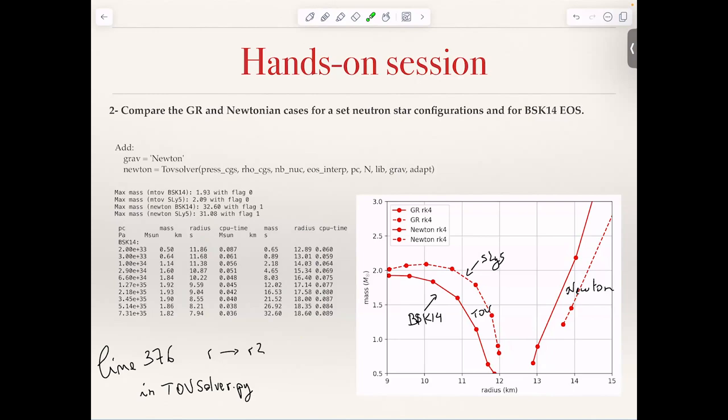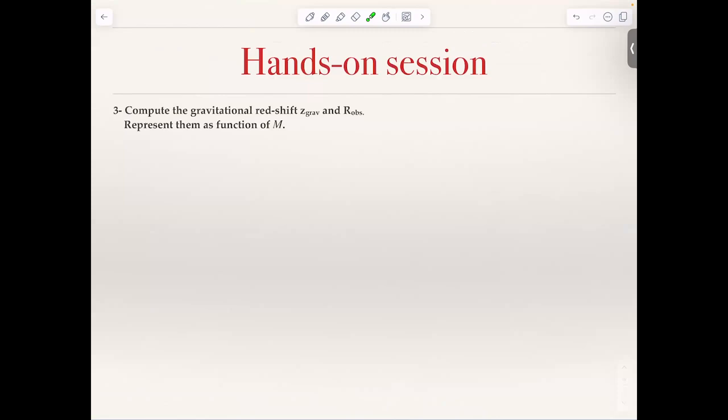So maybe we can go to the next one. Can I change the slide? Can I go to the next question? Okay, so let me change the slide. Now the question is to compute the redshift and the observed radius and to represent these quantities as a function of the mass.